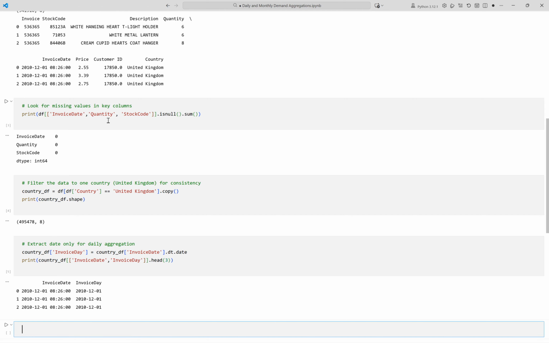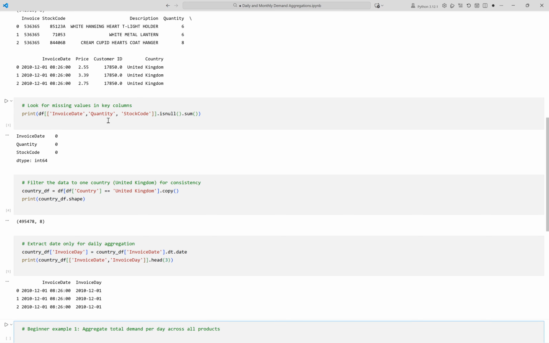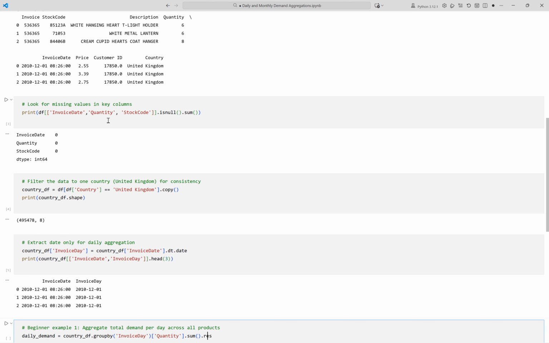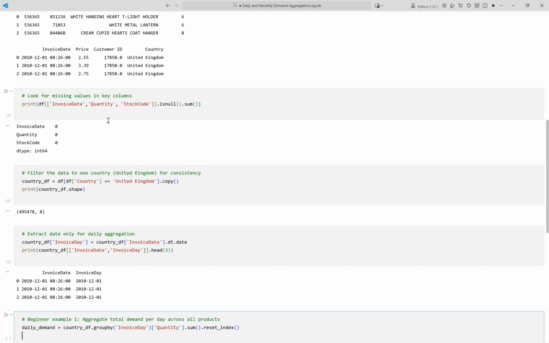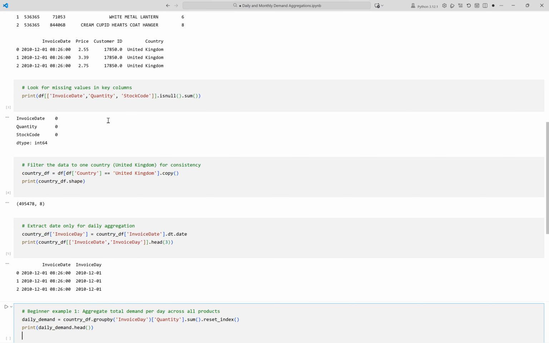Now we will compute total demand for each day. We group by invoice day and sum the quantity. This gives aggregate daily demand, showing the volume of all products sold each day. We print the first 5 days and their total quantity.